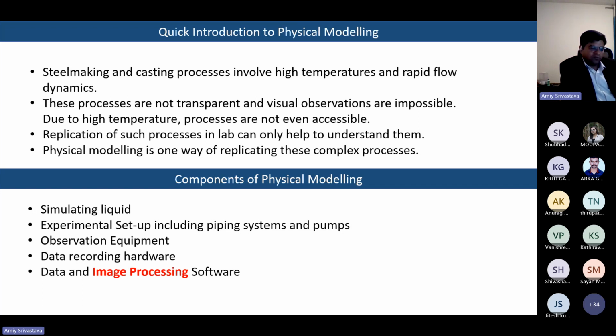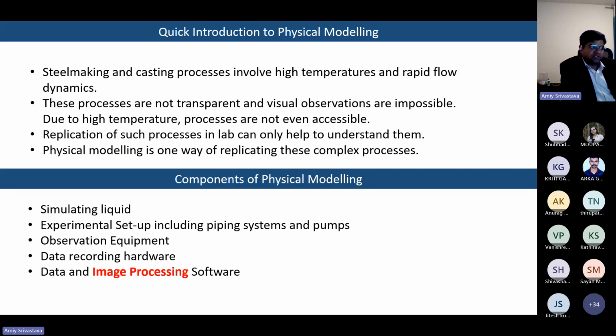Then observation equipment also plays a very important role. For example, how are you going to observe? Are you going to observe the conductivity of the water when you inject an external dye, or are you going to see the color of the water? Or do you just want to see the images? Based on that, you have to buy observation equipment. After that, whatever you have observed, that data should be recorded somewhere. So you have to buy good quality computers which can handle that many data points. And once you have that data, you need to analyze it. For that, you need data analysis software.